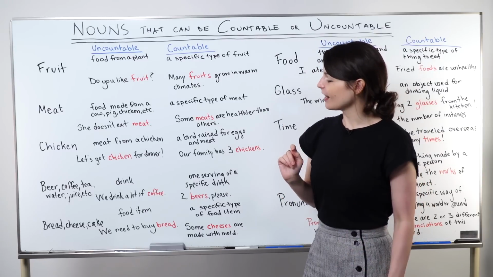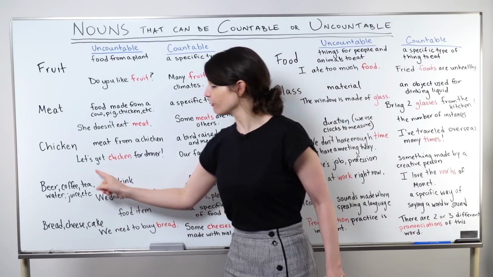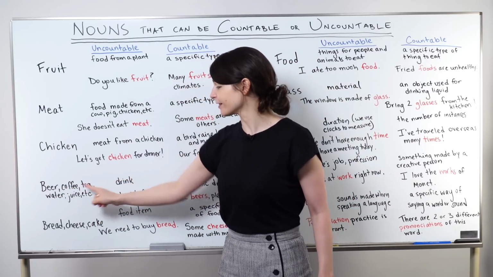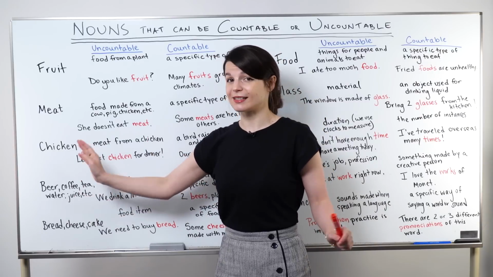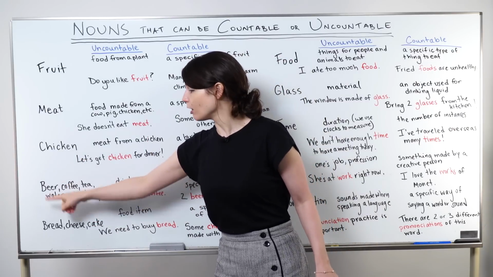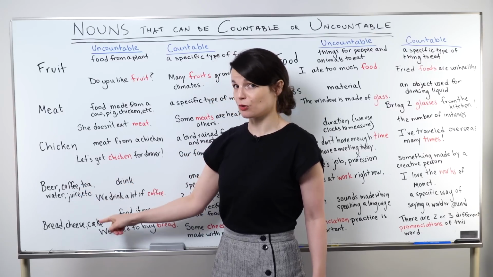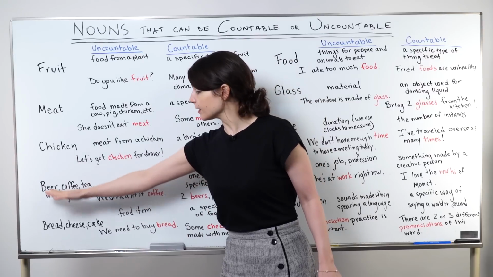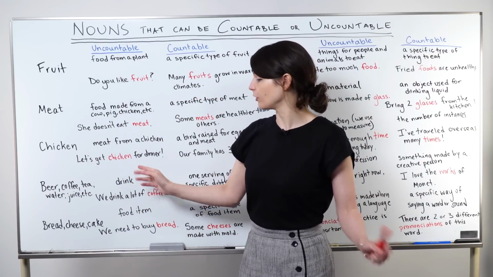Okay, on to the next one. The next 2 really are kind of groups. The first one is all for drinks. I've labeled this drink because we can use the same pattern for all of these things: beer, coffee, tea, water, juice, whatever. All of these things, we can use as uncountable nouns to just mean a drink.